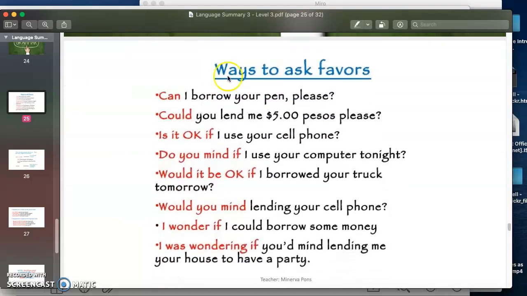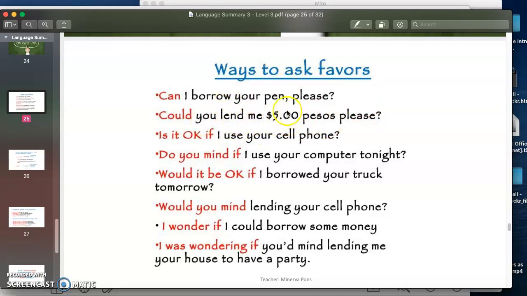Okay, so in here we have ways to ask favors. You know, a favor is something that you ask someone to do for you, basically for nothing in return, more than you saying thank you or something like that. So in here we have some ways. We have, can I borrow your pen please? Could you lend me 5 pesos please? Lend.